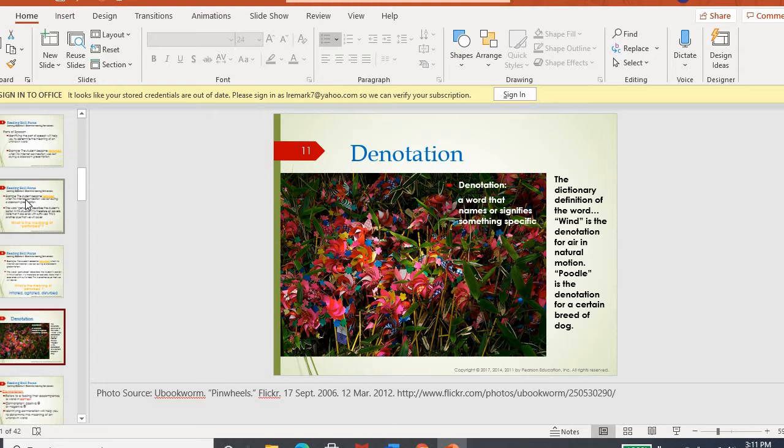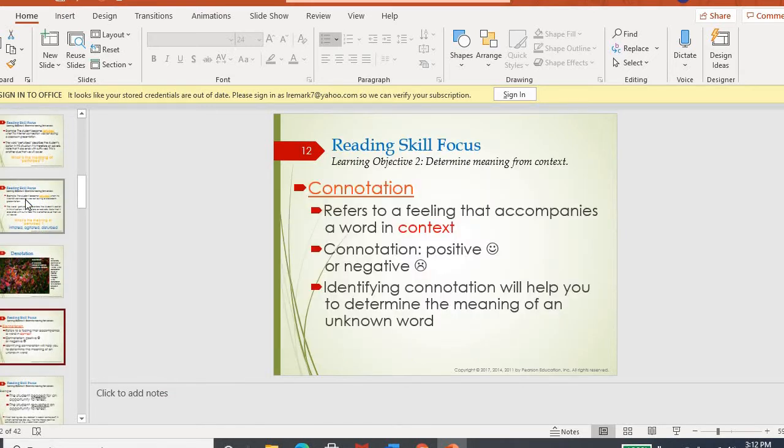So if someone says, what is the denotative meaning of this word? What does this denote? Denotative literally just means like the dictionary. What does the dictionary say about this word? If I were to look it up in the dictionary, how would they define this particular word? That is denotation, or denote. Versus connotation. Connotation is like the feeling that comes with a word in context.